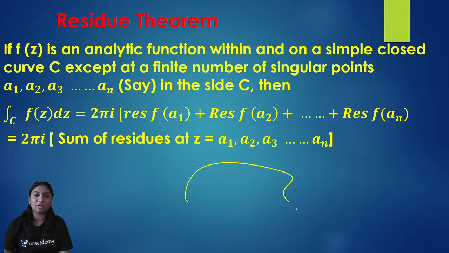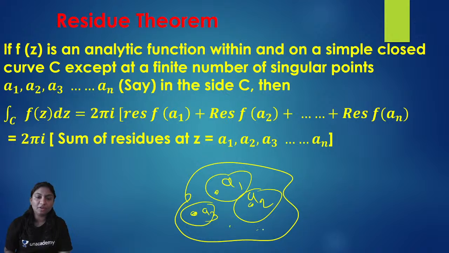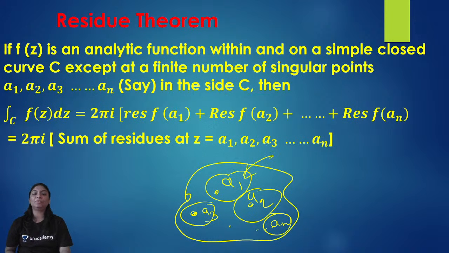मतलब सपोज दिस इज योर क्लोज्ड कर्व C और ये हमारे सिंगुलैरिटीज हैं a1, a2, a3. These are our singularities for different n number of points. So we can calculate the residue for each point depending upon whether it is a pole of order 1 or a pole of order greater than 1. Okay, so integral of f of z dz is equal to 2 pi i into the sum of the residues at z is equal to a1, a2, a3 up to an.